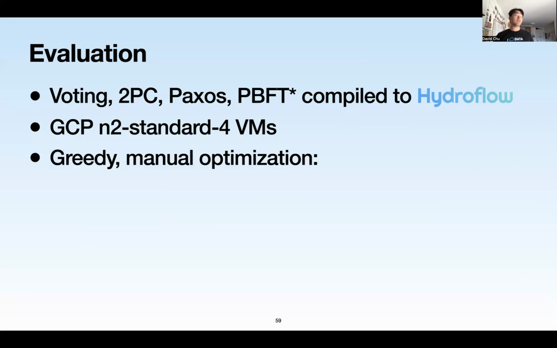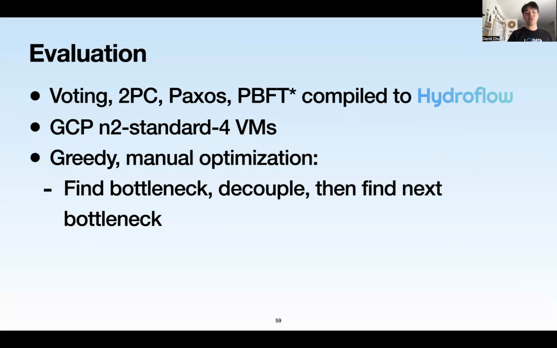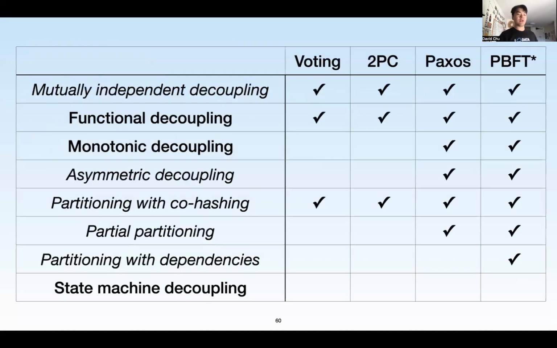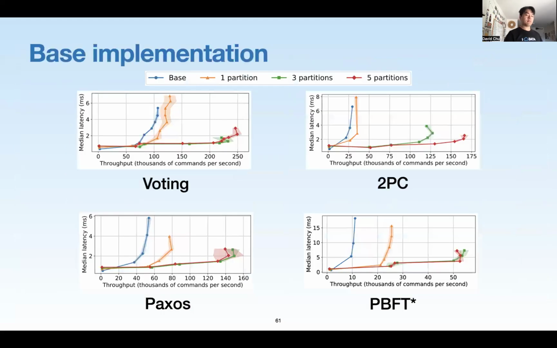And then we did a greedy manual optimization. We looked at each protocol, found the bottleneck, decoupled it, and then tried to find the next bottleneck. Once we were done with that, for every node that was partitionable, we would try to partition it 1, 3, or 5 ways. In case you're curious, here's all the rewrites that we did to these protocols. You can see that there's a trend towards more and more sophisticated preconditions, the more complex a protocol is. Okay, so here's our results. The graphs look a little different because they're now throughput-latency graphs, but the earlier throughput graphs were derived from these.